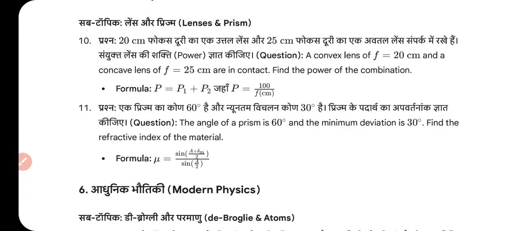The angle of a prism is 60 degrees and the minimum deviation is 30 degrees. Find the refractive index of the material. What is the formula? Mu equals sine of A plus delta m by 2 upon sine of A by 2. This concept is also important for the exam paper.